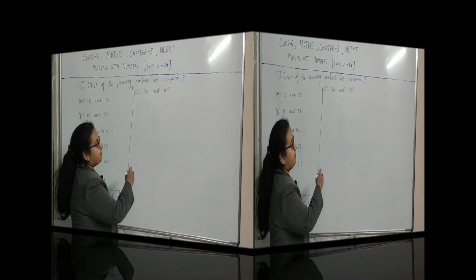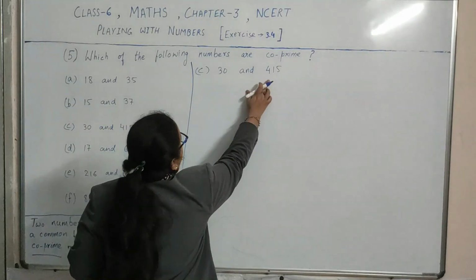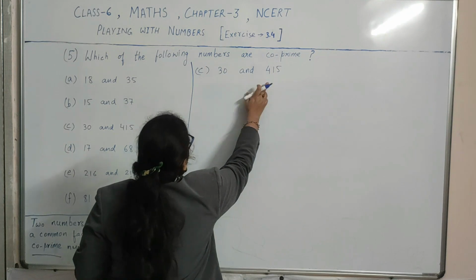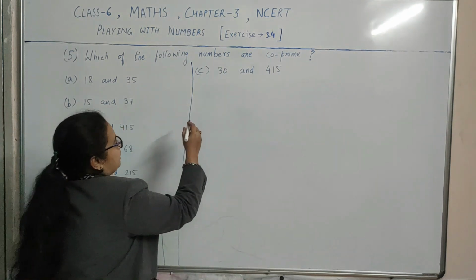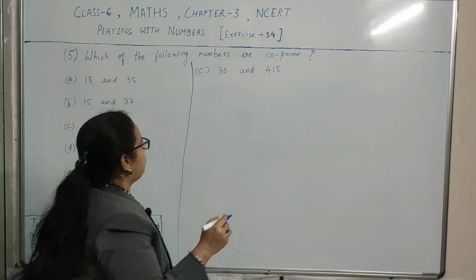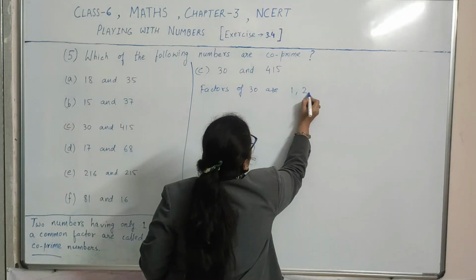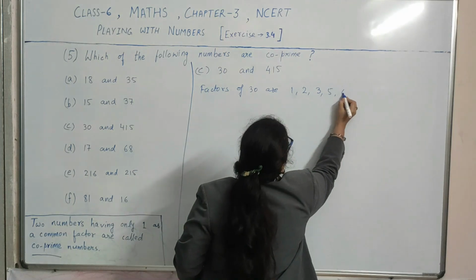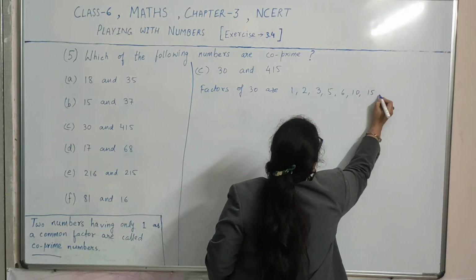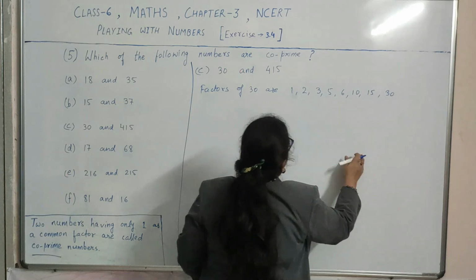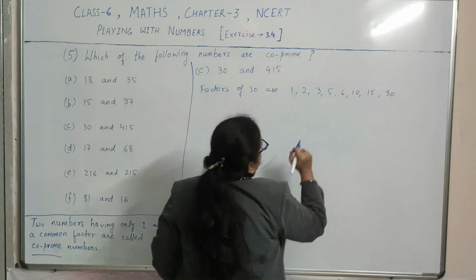Now let us do question number C. 30 and 415, whether these numbers are coprime or not. For that we will find the factors of 30. Factors of 30 are 1, 2, 3, 5, 6, 10, 15 and 30, right? These are the factors of 30.